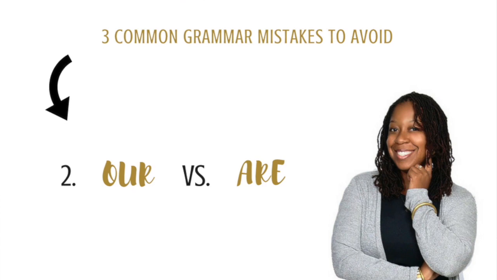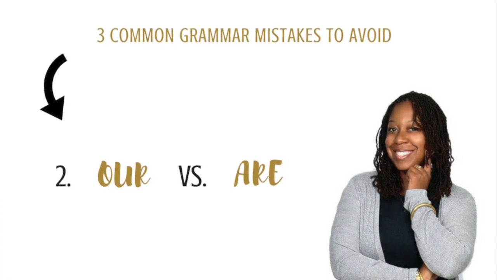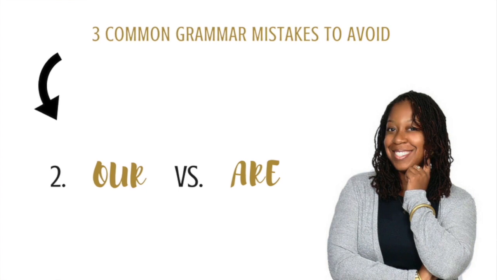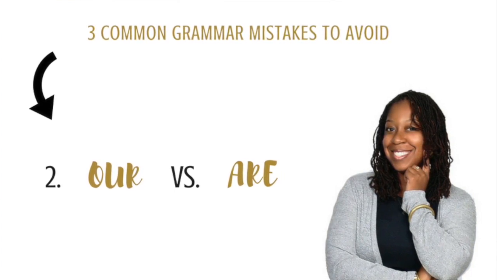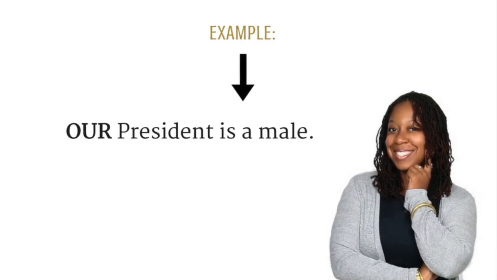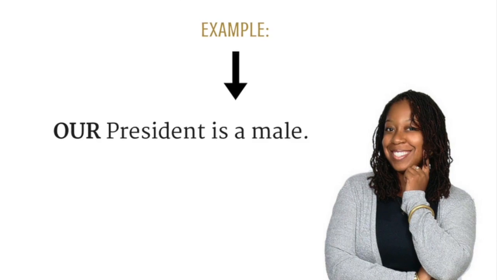Number 2. O-U-R is a determiner, and it's used to determine when something belongs to the speaker, the reader, or whoever the main character is in the sentence that you're referring to. For example, if we were to use our in a sentence, we would say like, our president is a male. Our. So that would be a way to use our in a sentence, okay?